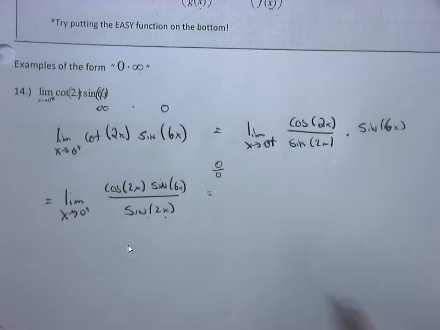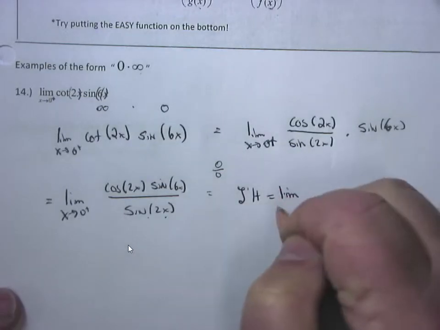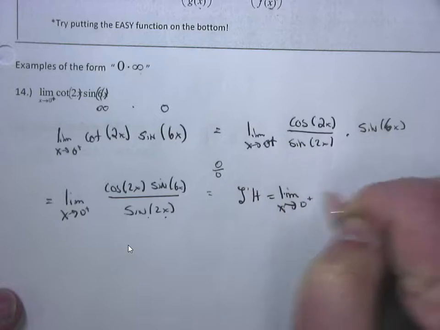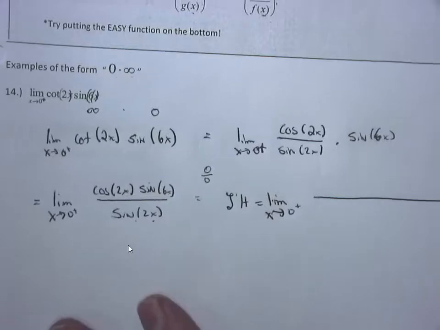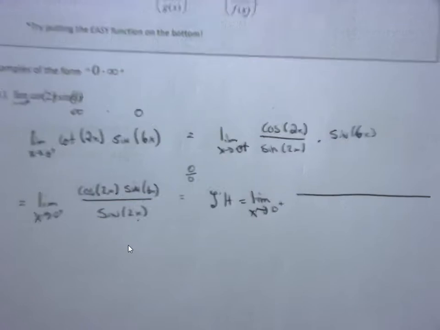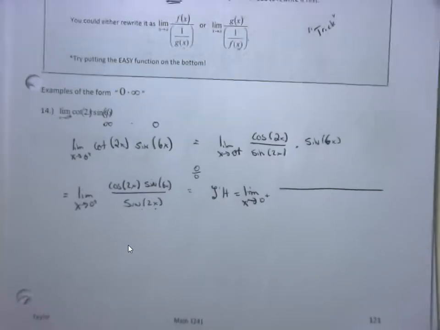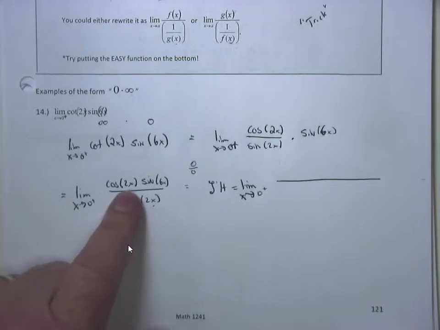So now I'm going to apply L'Hopital's rule. But what is L'Hopital's rule? When you've got this fraction, you take the derivative of the numerator and divide it by the derivative of the denominator. What is the derivative of the cosine of 2x times the sine of 6x? And what rule would you use? Product rule. Derivative of the first times the second plus the first times the derivative of the second. What's the derivative of cosine of 2x? For that, I've got to use the chain rule. What's the derivative of cosine?